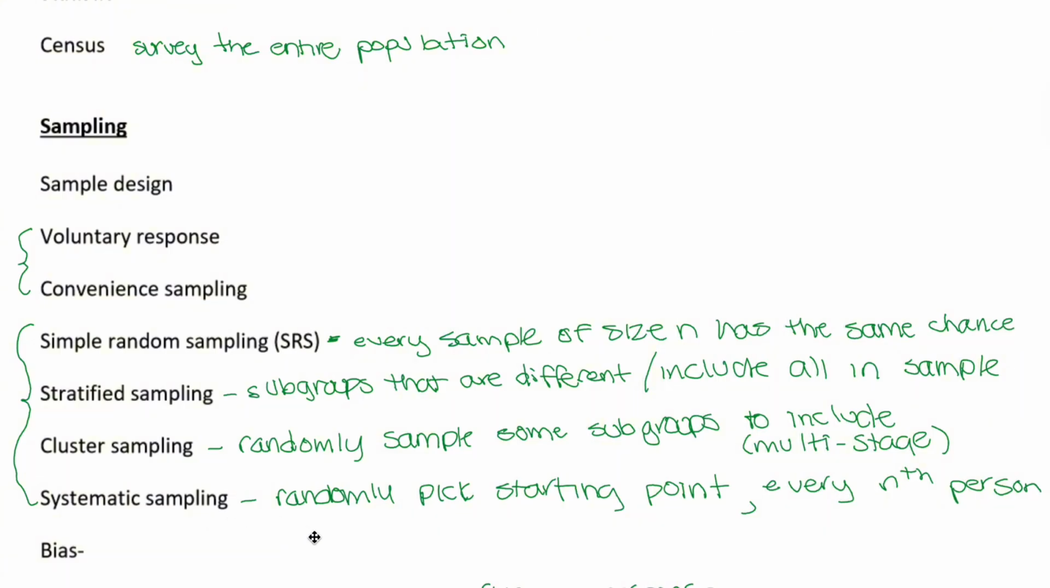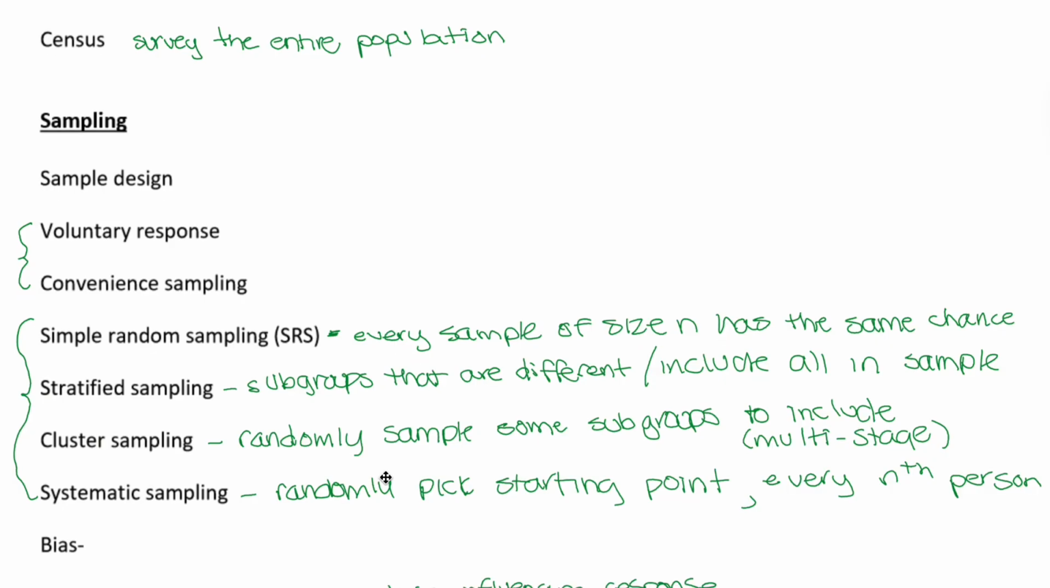Systematic sampling is randomly picking a starting point and going every nth person. So also taking the example of standing at the door of the classroom before the bell rings, I will take an examination for every 5th person I meet walking into the classroom, and that will be systematic sampling.